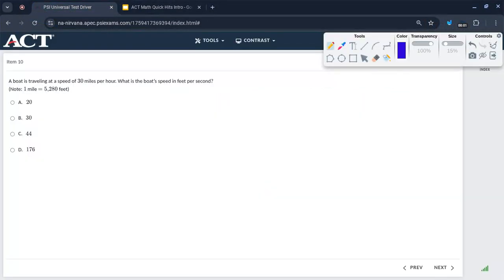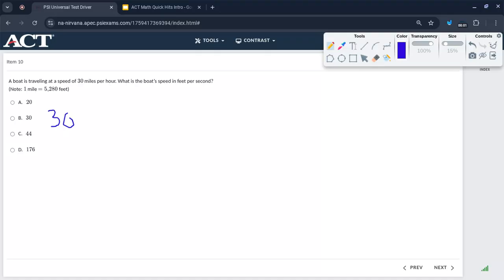So today's question asks us about a boat that is traveling at a speed of 30 miles per hour, and it wants to know what the boat's speed is in feet per second. This isn't necessarily a huge math concept. This is more like a physics problem where we're just converting different units, and the way we're going to convert these units is by using multiplication. So let's start off with what we have.